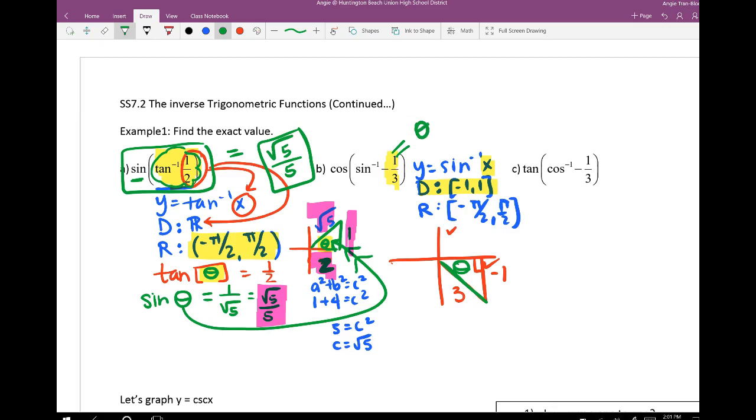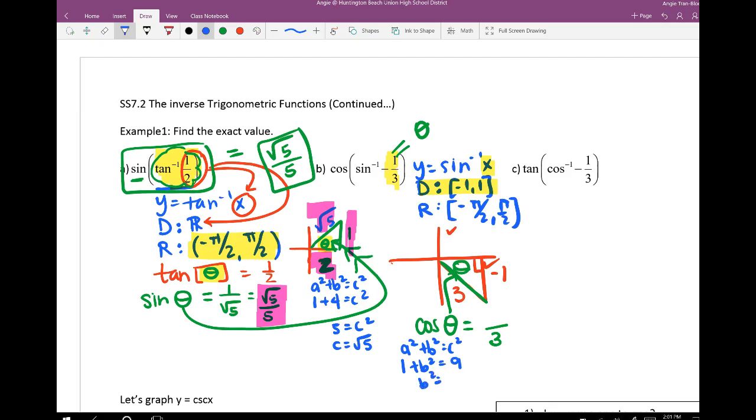So what do I do from here? The cosine of that same theta, there's no difference in that at all. Cosine is adjacent over hypotenuse. I know the hypotenuse, but I don't know the adjacent, but I can find it. So again, let's do a squared plus b squared equals c squared. a squared is negative 1 squared, which is 1, plus b squared is unknown. c squared is 3 squared, which is 9.